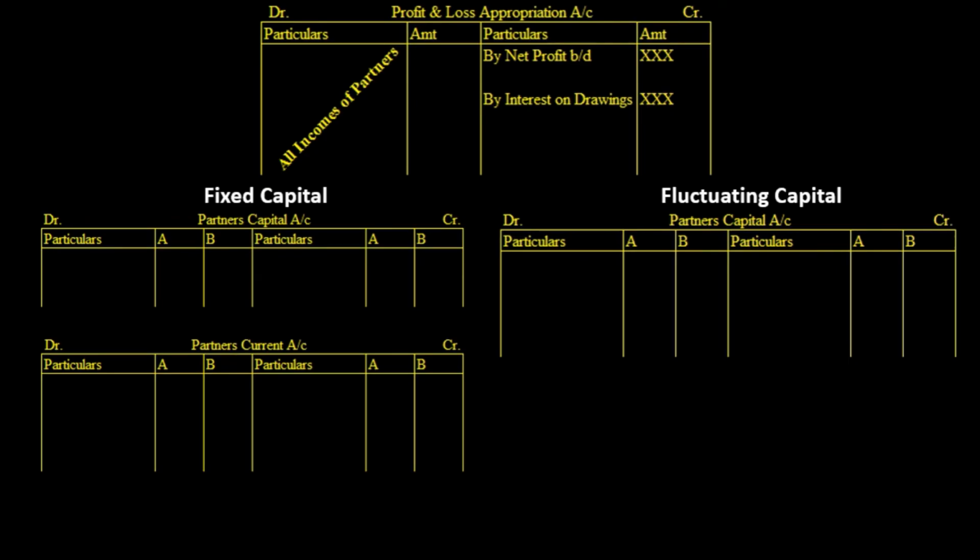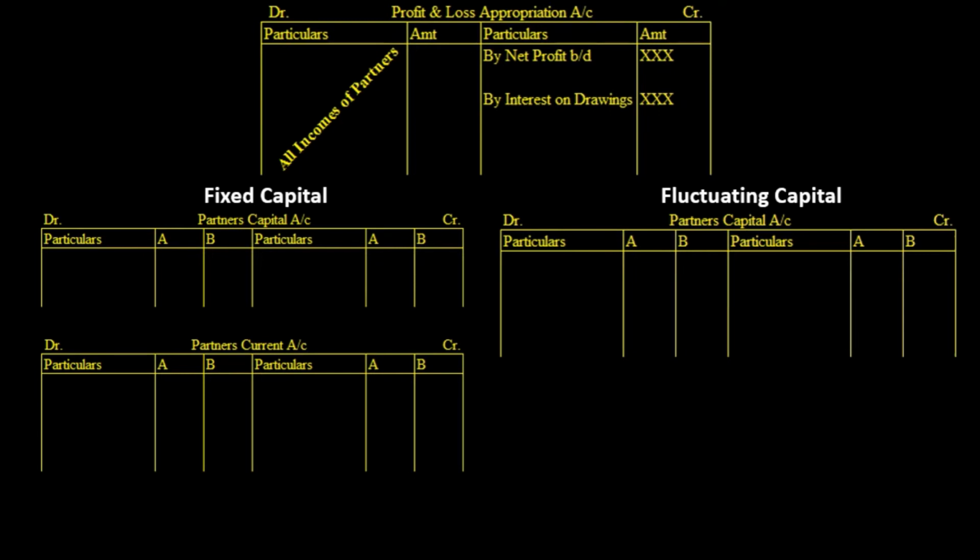As you can see at the top of the screen, there is an additional account called profit and loss appropriation account. This account is not maintained in a sole trading account, but it is maintained for partnership final accounts. Right. Now, the word appropriation itself means division. So what is the purpose of this account? The purpose of this account is to distribute the profit among partners.